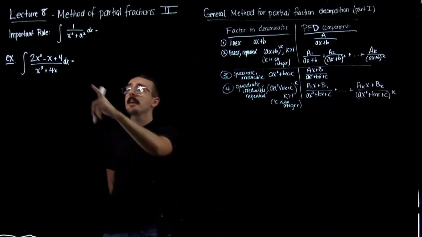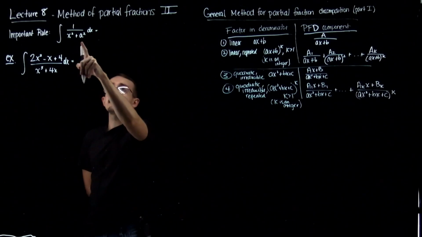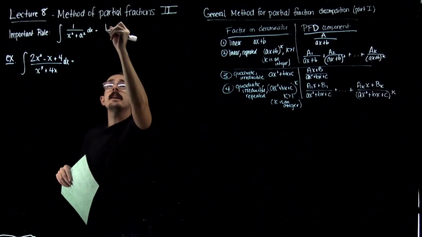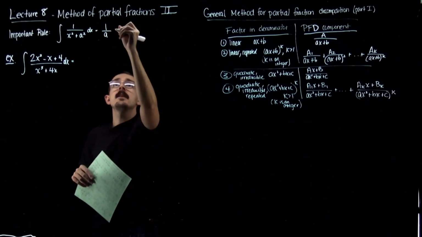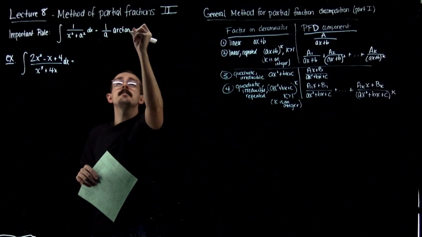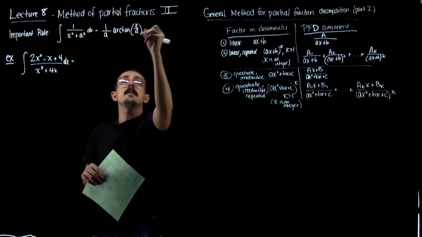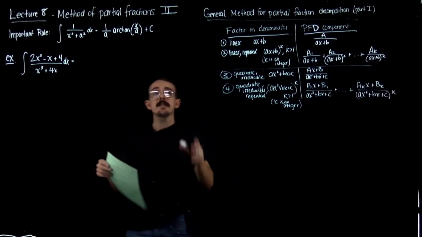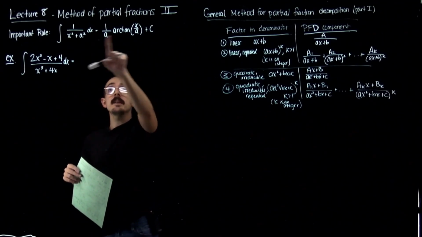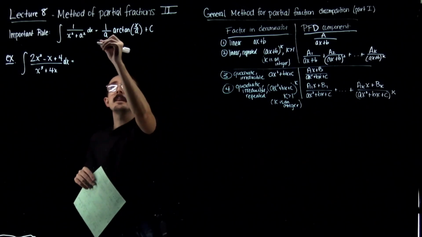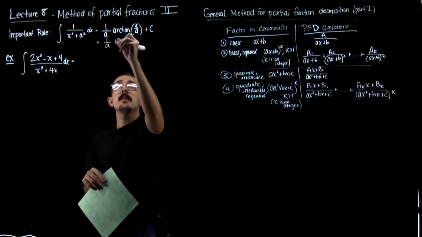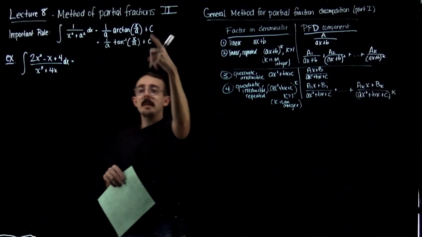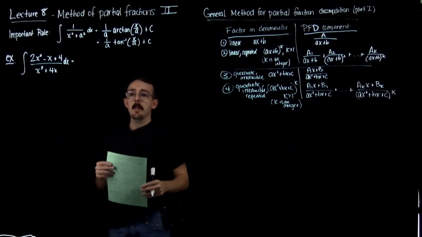So the integral of 1 over x squared plus a squared, a is a constant, dx is going to be equal to 1 over a times arctangent of x over a plus c. We need this important rule because some of these cases will result in an integral that looks just like this. And remember, this is the same thing as saying tangent inverse of x over a. You may see either one of those notations, and those are equivalent.